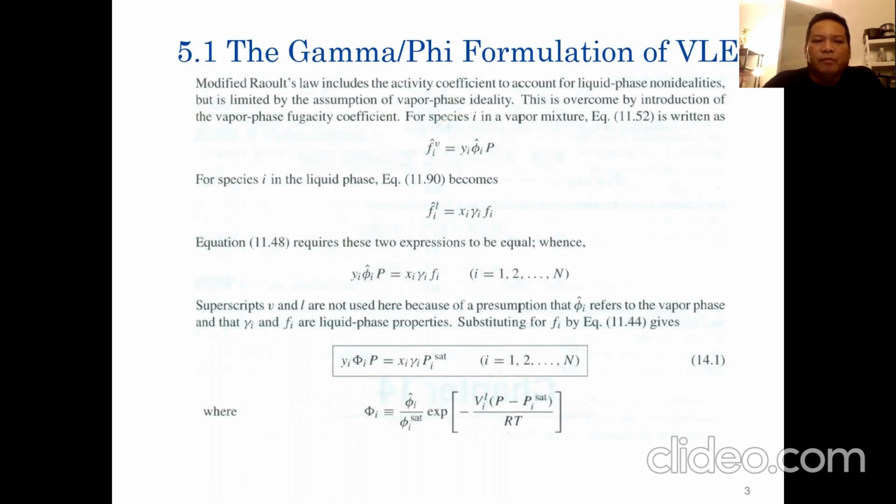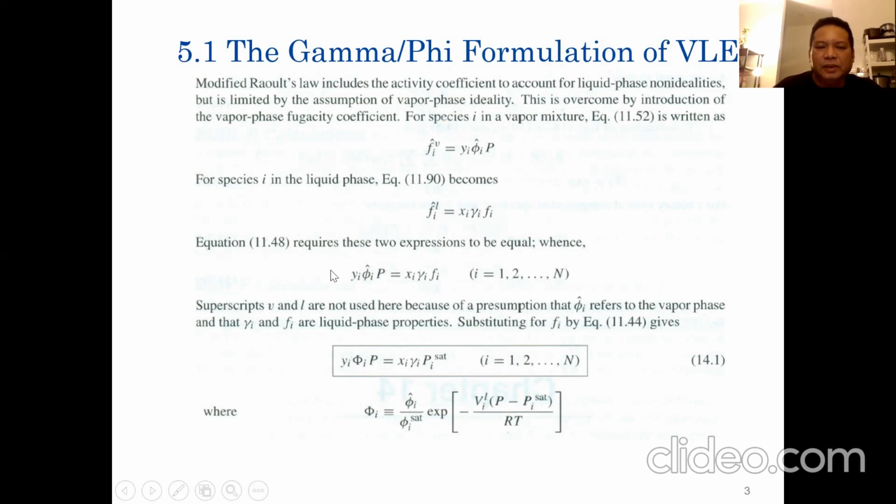Okay, right. So for the modified Raoult's law, we have the activity coefficients to account for liquid phase non-ideality. Everybody has seen it here. This is for the vapor, with y, the fugacity coefficient, and P. And then for the liquid, we have x, gamma, and the saturation pressure. This is the fugacity coefficient, and this is the activity coefficient. So we require these two expressions to be equal, because it is in equilibrium.